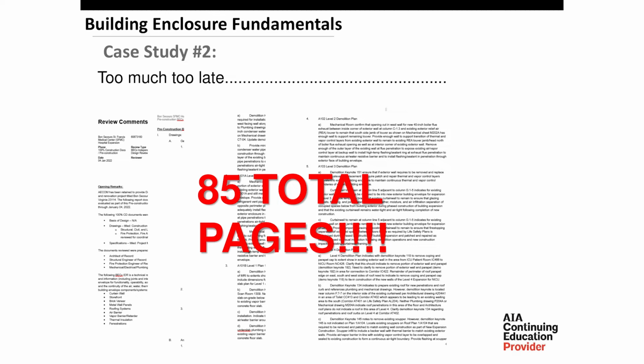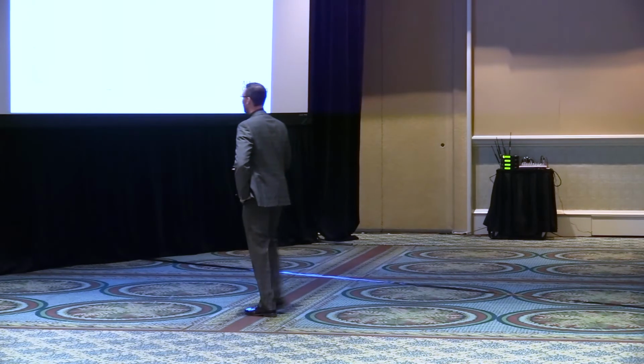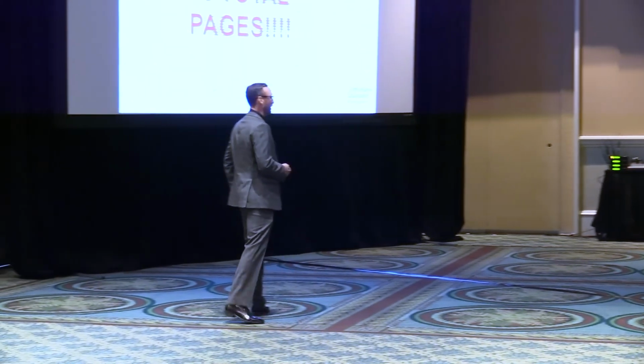So back to this case study a little bit. Again, we were completely done with documents. In this case, I was actually on the architectural team, and the building enclosure commissioning provider was given the drawings by the owner, and he provided us with some feedback, 85 total pages of feedback.